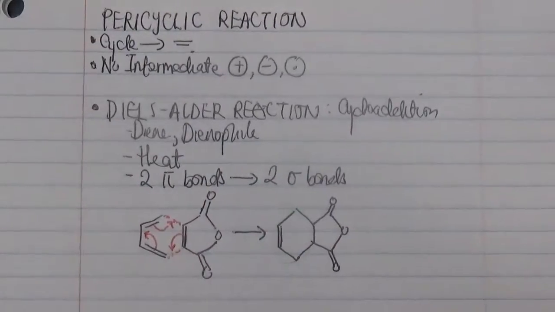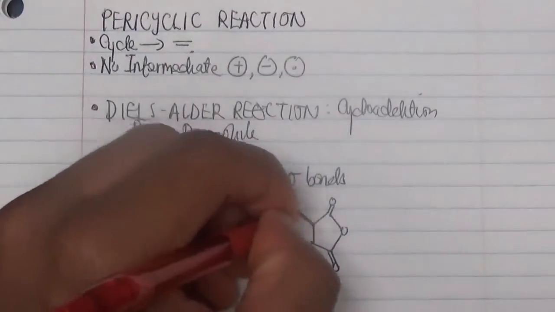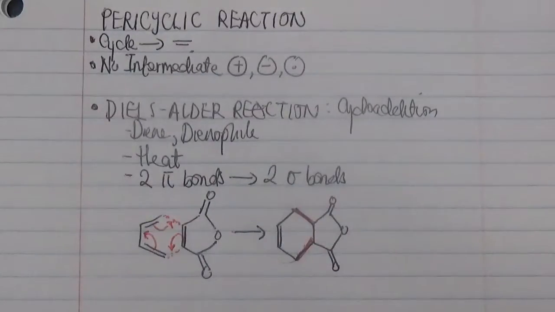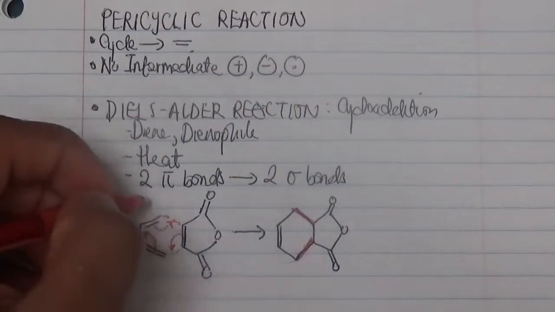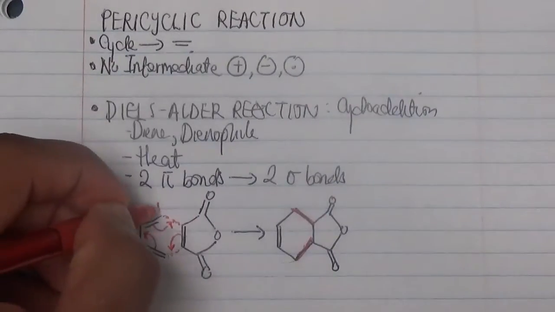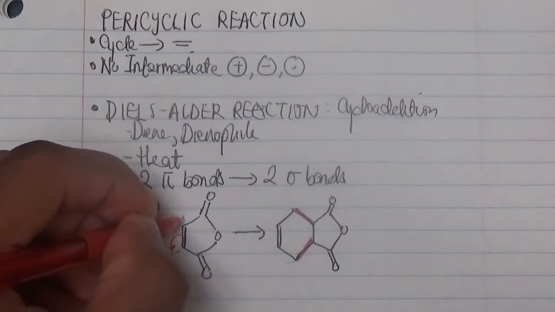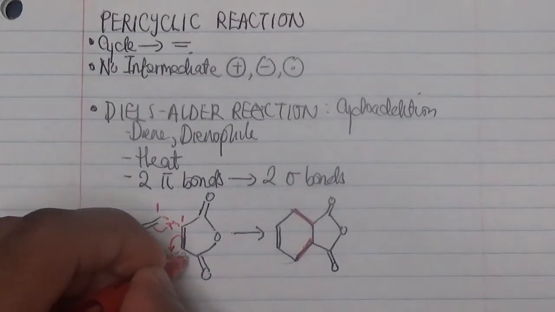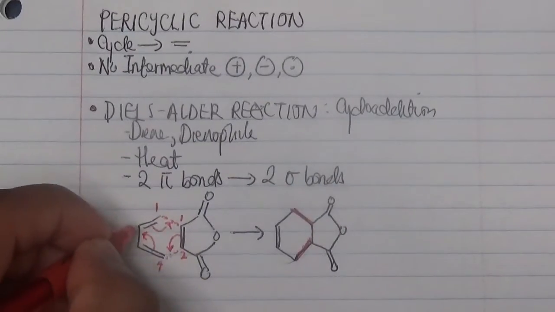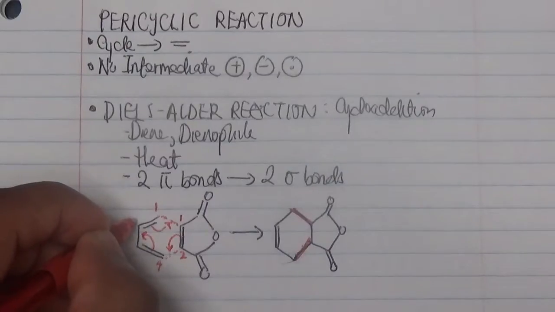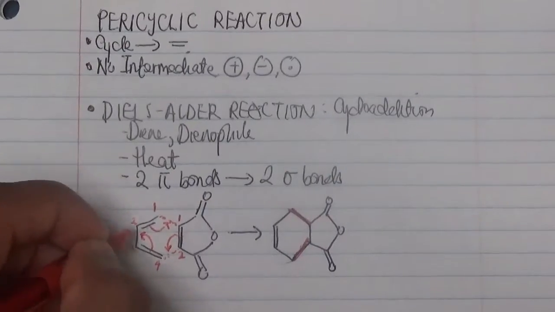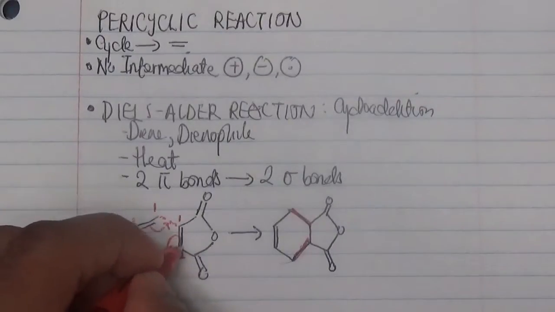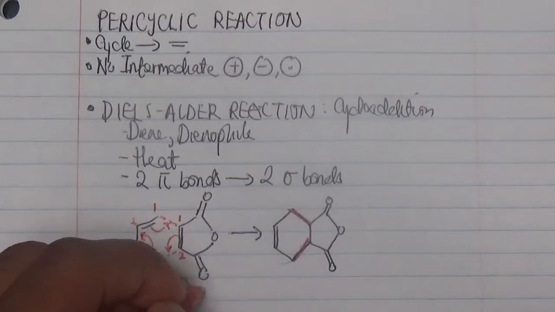Now take note that this is our new sigma bond over here, and if you want to understand this clearly, just remember that carbon 1 will interact with carbon 1 of the other species, and carbon 4 will interact with carbon 2 of the other species over here. So this will be our carbon 2, carbon 3 of our diene, and this will be our carbon 1 and carbon 2 of our dienophile.